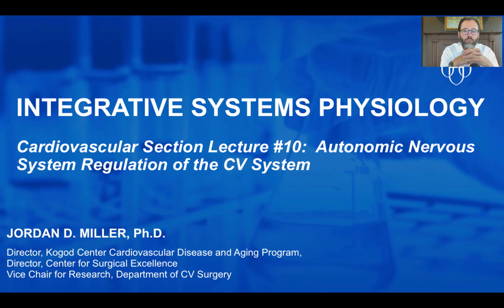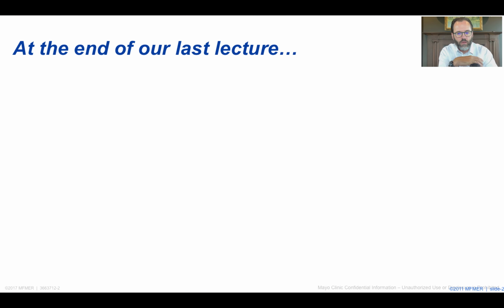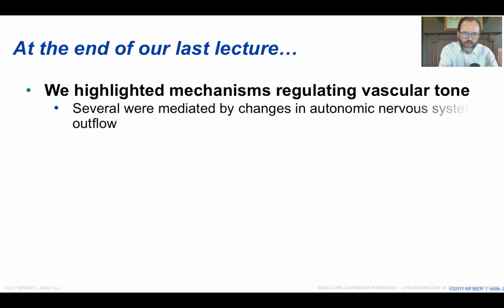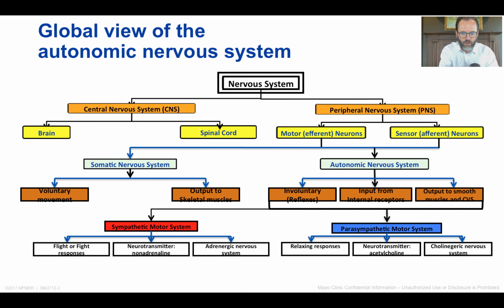Welcome to lecture number 10 of the Cardiovascular section of the Integrative Systems Physiology course. So today we'll be talking about autonomic nervous system regulation of the cardiovascular system. So at the end of our last lecture, what I highlighted were mechanisms that regulated vascular tone, and for several of those mechanisms, there was convergence on changes in the autonomic nervous system and autonomic nervous system outflow.